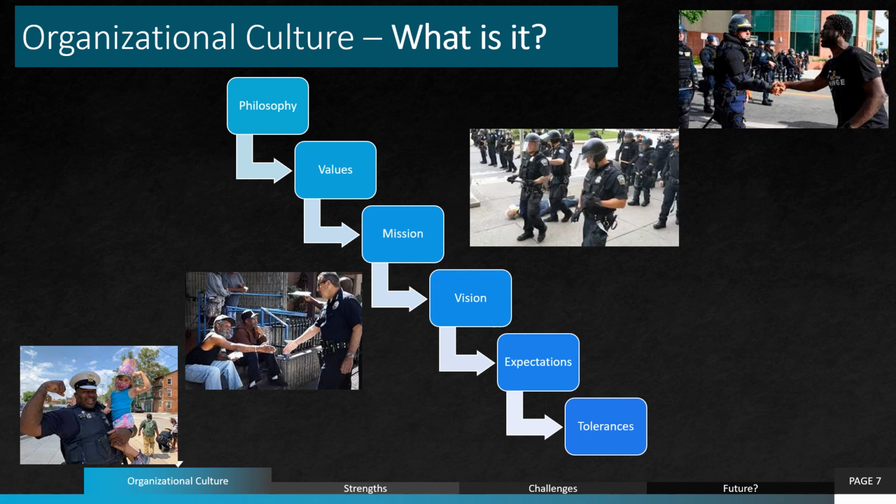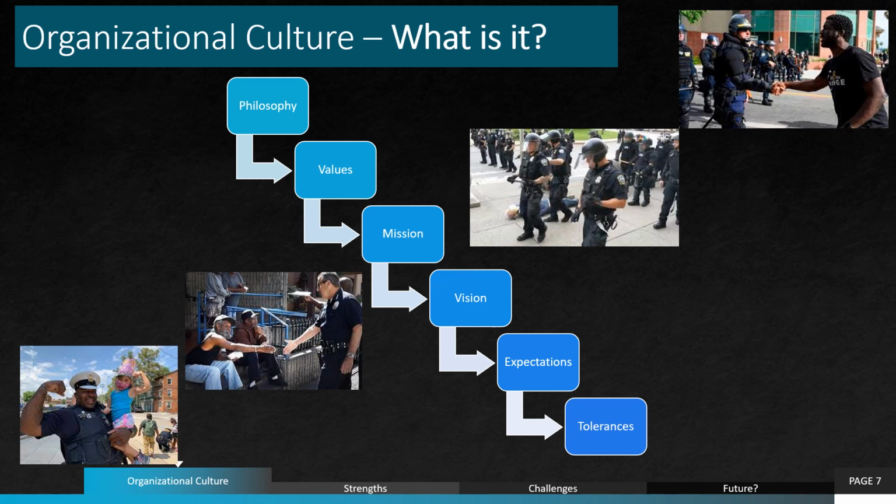Closely aligned to that is the vision. Ideally, if everything goes our way, if we're successful in everything that we endeavor to do, what's the vision? What will the future look like? Setting expectations then to help achieve the mission and the vision, and then also creating a level of tolerances.